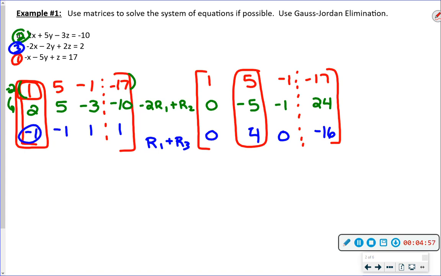I like these blue numbers because I notice they're all multiples of what? 4. So let's do this. I'm going to divide the blue numbers all by 4. 0 over 4 is 0. 4 over 4 is a 1. 0 over 4 is a 0.